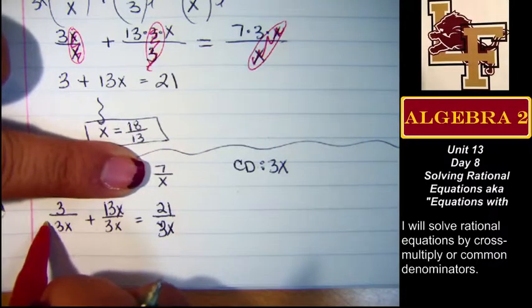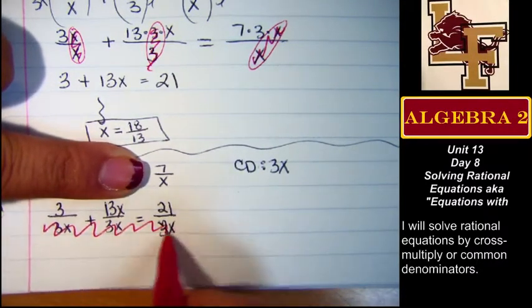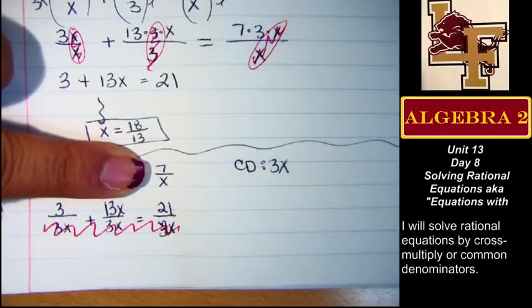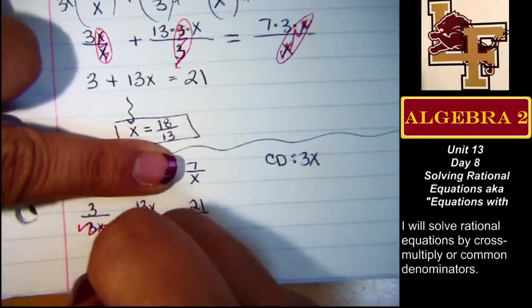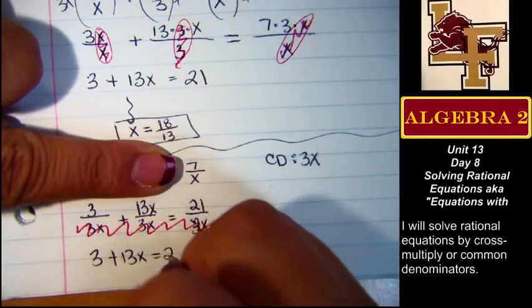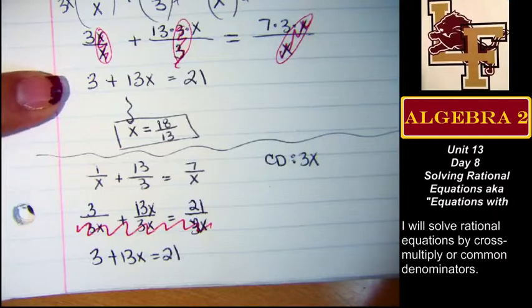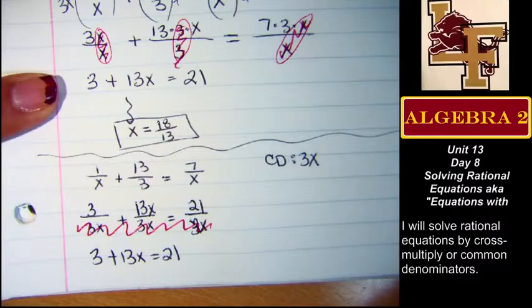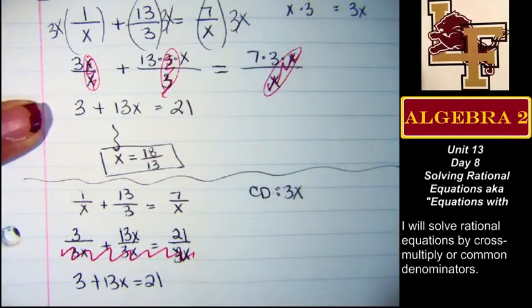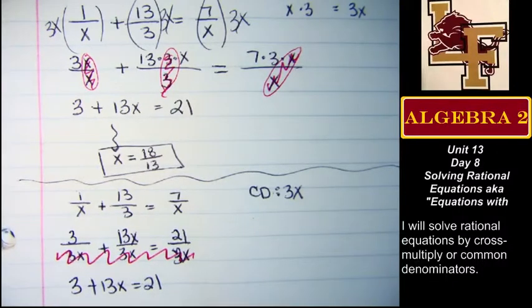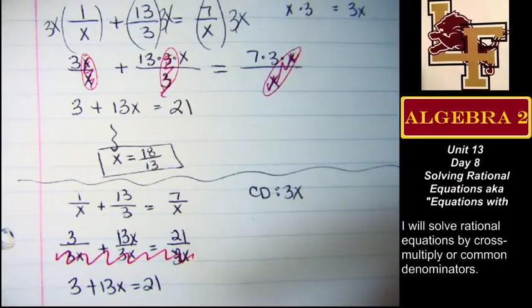All the denominators are the same in the equation. Get rid of the denominators. And my equation turns into 3 plus 13x equals 21. Exactly what I had gotten here. Okay? Two different techniques lead you to the same place. I prefer the second one. That's just me. It just feels easier to me, because then I get to be like, bye denominators, and move on with life.